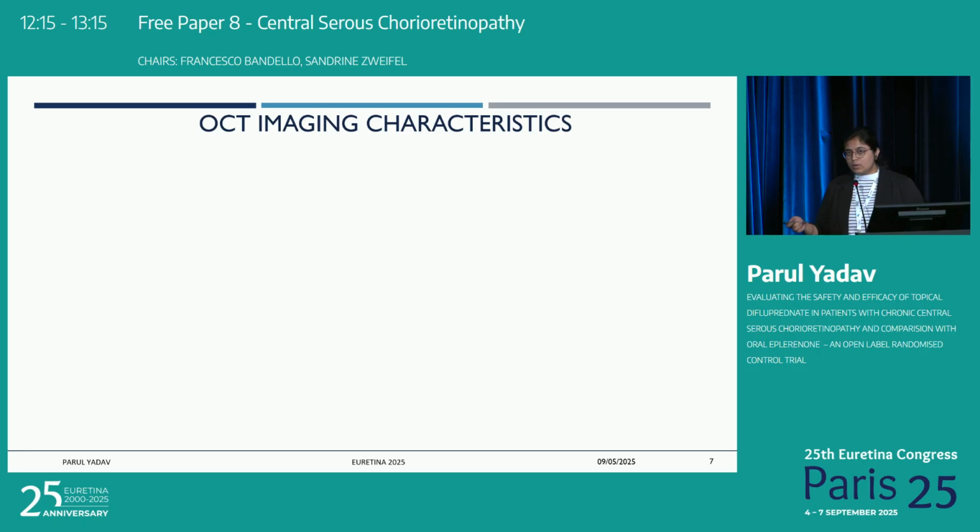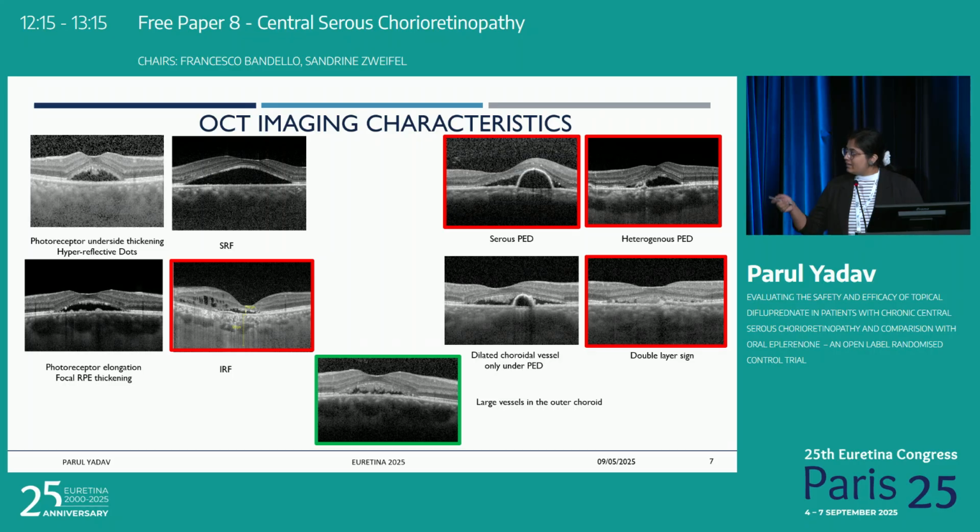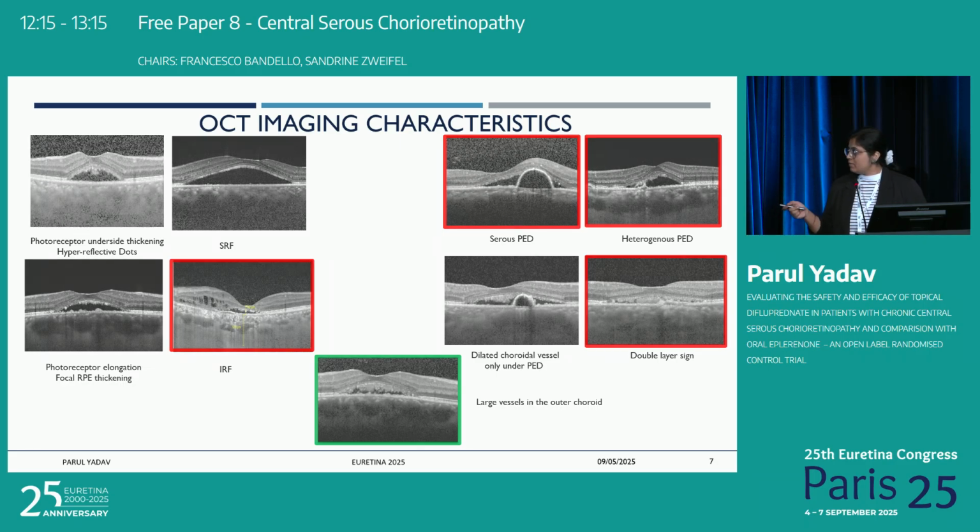Along with it, we also analyzed certain OCT imaging characteristics, and the ones highlighted in red were indicators of poor prognosis or were non-responders in our study. So patients with intraretinal fluid, serous and heterogeneous PEDs, and double layer sign were poor responders. However, the ones highlighted in green, which had larger vessels in the outer choroid and a diminution of the choriocapillaris layer, responded well to the given treatment.